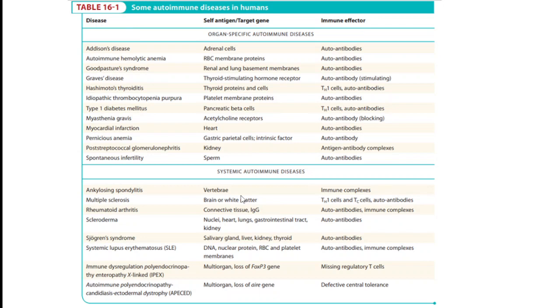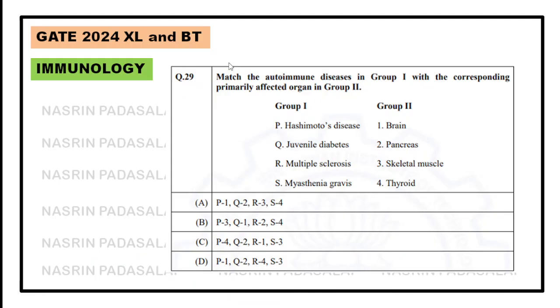Here you can find the other examples. For example, in multiple sclerosis, the target organ is your brain. Likewise, take spontaneous infertility, myocardial infarction and myasthenia gravis. You need to know about the disease, what the self antigen is, and what the target organ is. This is the most recent question, I think, friends.